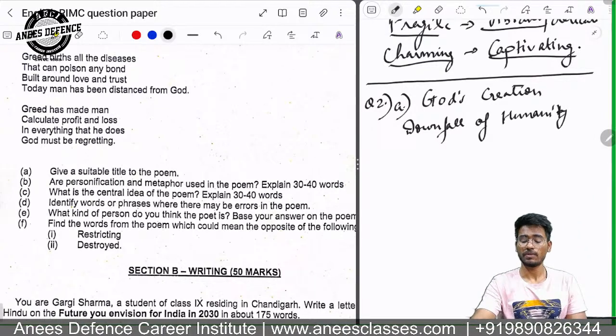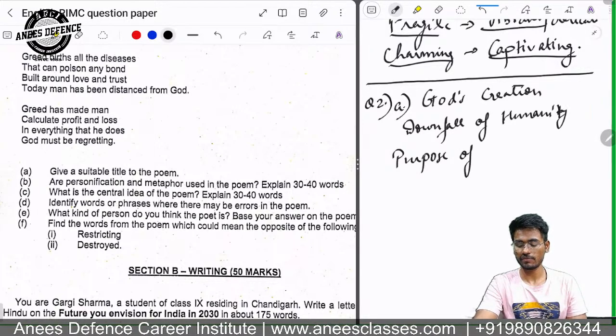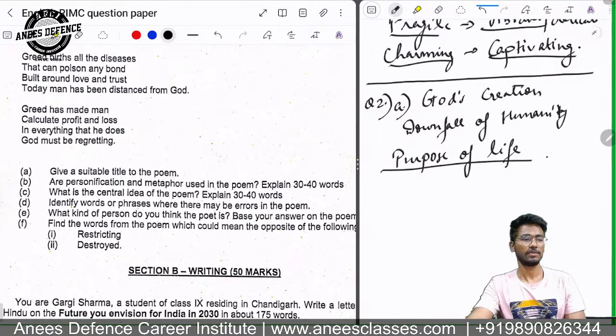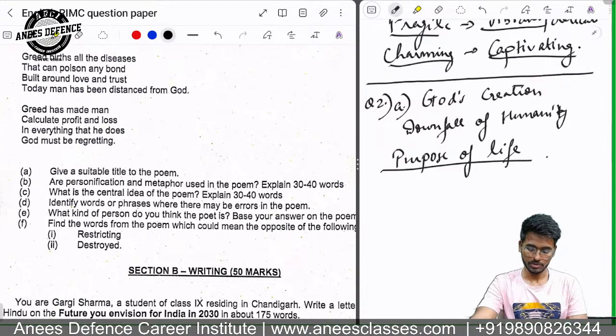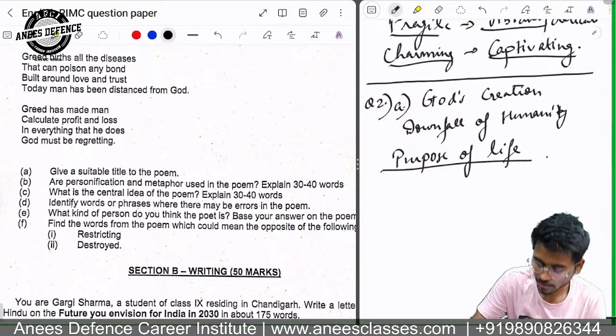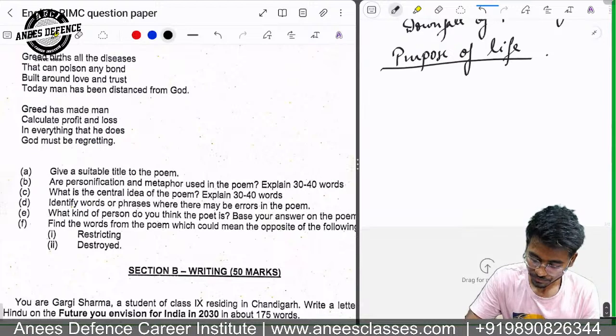It can also be the purpose of life, because God is talking about what is the purpose of humans, what they are used to, what they should do for their living, how they should live and contribute towards the world. But the purpose is missing somewhere, and people are using other people or the things in nature for their own selfish reasons. So these can be the possible titles.